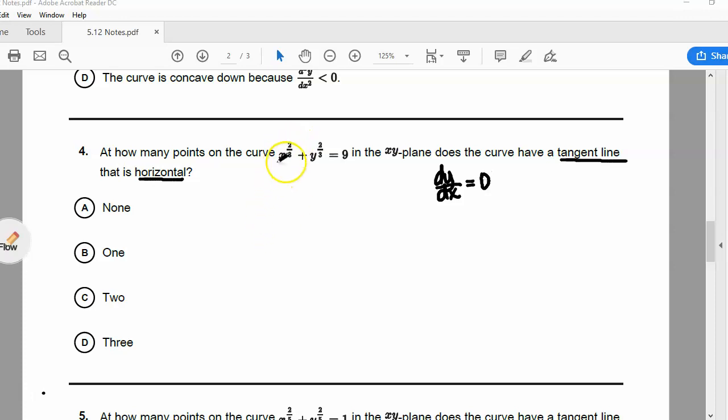So to take the derivative here, we would have 2/3 x to the negative 1/3 plus 2/3 y to the negative 1/3. But we have to put a dy/dx with this, and that equals 0.